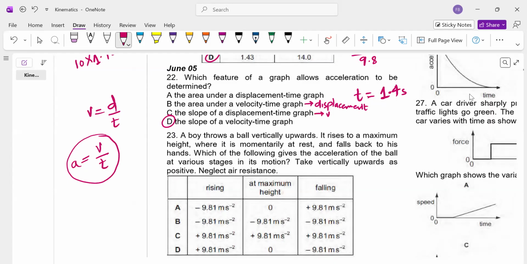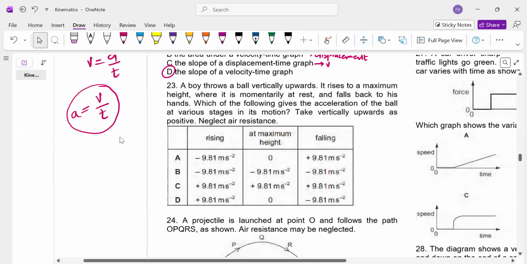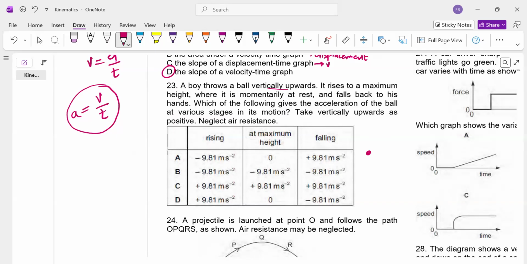Okay. A boy throws a ball vertically upward. It rises to a maximum height where it is momentarily at rest and falls back to his hands. Which of the following gives the acceleration of the ball at various stages in its motion? Firstly, the motion will be vertically upward. At the maximum height it is momentarily at rest, and then it falls back to his hands.